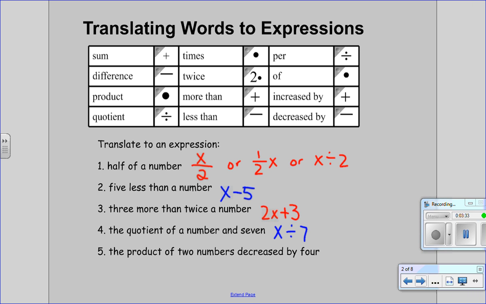Here, we have 2 numbers, and we don't know either of these numbers. So I'm going to multiply x and y together. So x times y, and then decrease that product by 4. Now notice the variable I chose to use was x in many of these cases, but you could use other variables as well. Y or a, b, any variable that you choose.